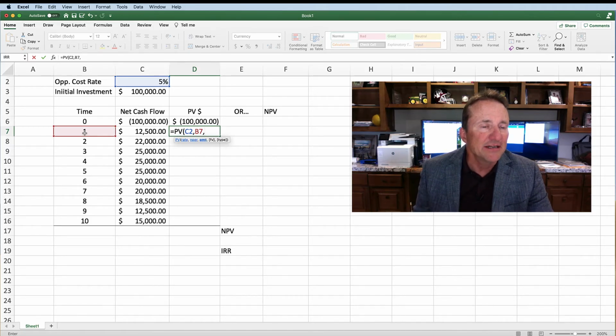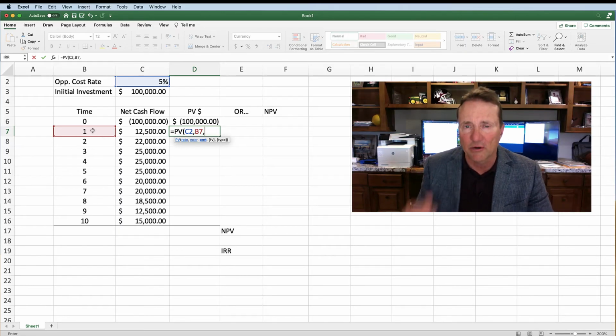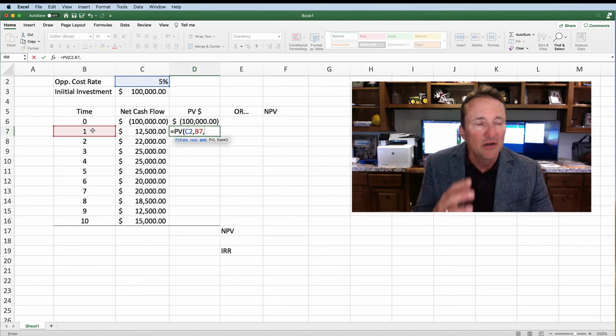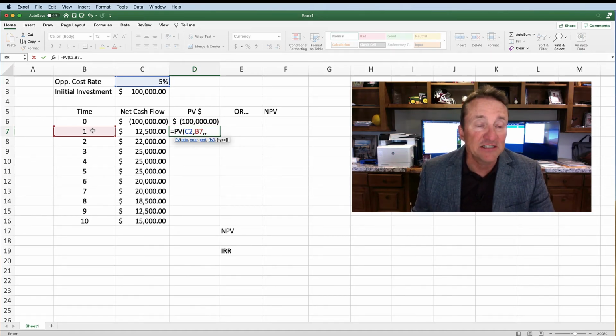All right, comma. Now the next is asking for a payment. A payment means that within the 1 year, we're going to get several payments. And the answer is no. We get one net value. So I'm going to hit the comma to skip that. The next is future value.